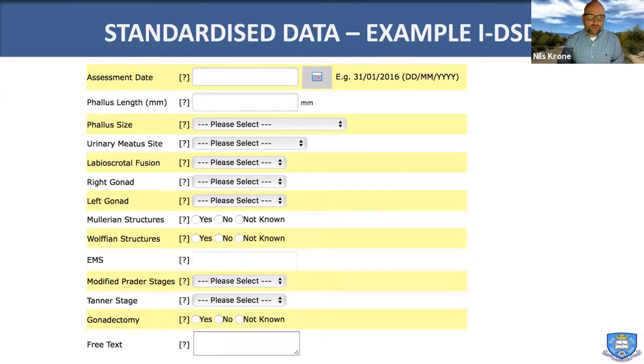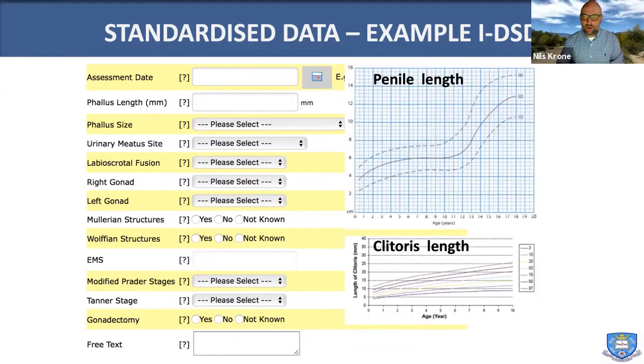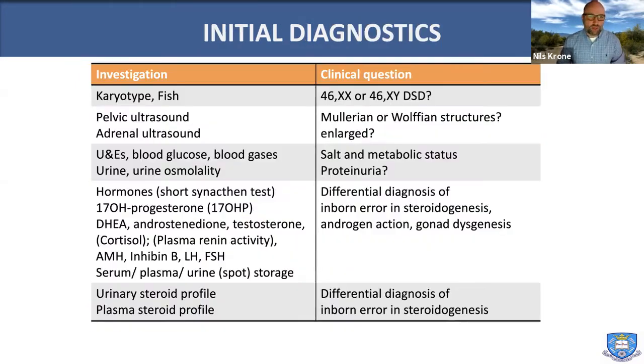And then just to give you a quick example, it would be good to have standardized data collection. This is just an example from the I-DSD registry, and this is how we collect the data, looking at have we got labioscrotal fusion, where's the gonad, and all the other stuff, rather than having a lentil-sized appearance. And there are good centiles for penile length, for clitoral length, and other things to quantify things in the clinical scenario and make it a bit more objective.